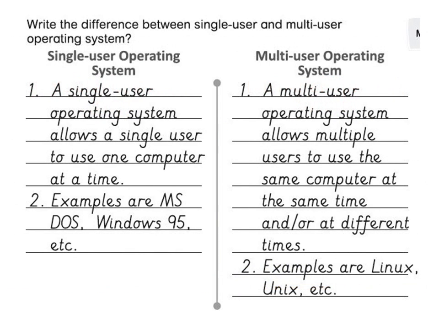A single user operating system allows a single user to use one computer at a time. A multi-user operating system allows multiple users to use the same computer at the same time and or at different times. Examples in single user are MS-DOS, Windows 95, etc. And examples in multi-user are Linux, Unix, etc. Pause the video, note down the answers.